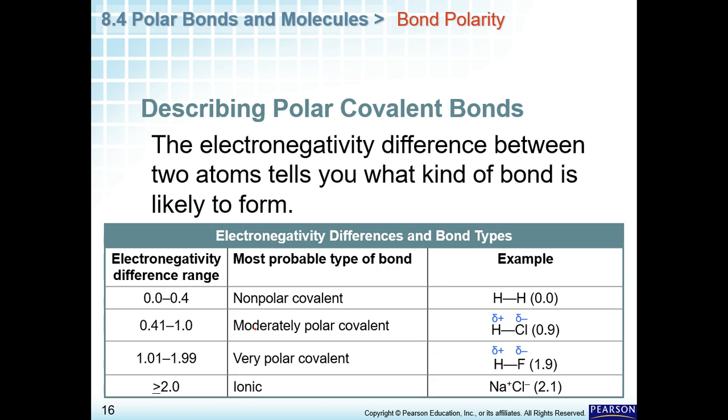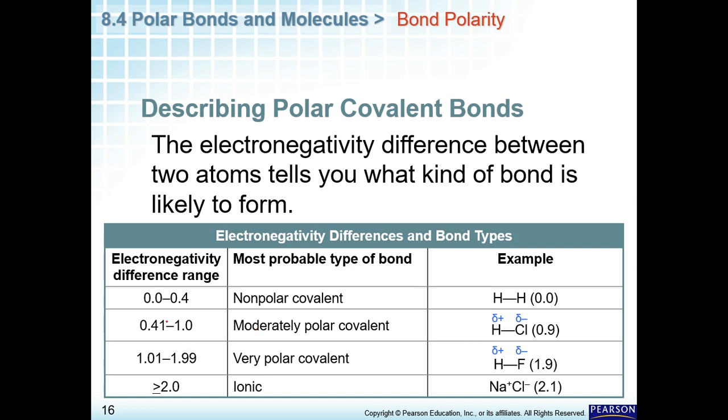Now, in terms of this, the electronegativity difference between the two atoms will tell you what kind of bond is likely to form. It's not 100% foolproof because these lines are a little bit blurred, but it does give you a good representation or idea.